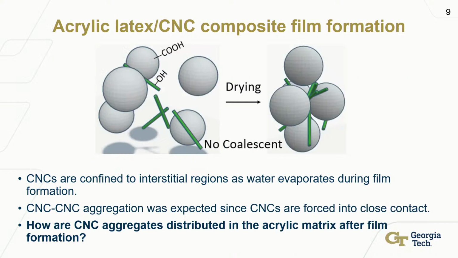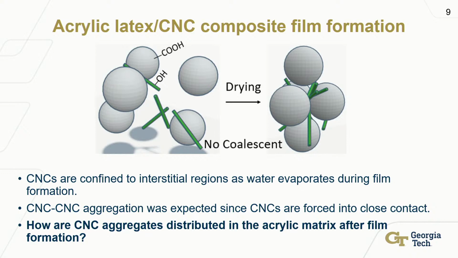So as I said, what we expected and indeed what we observed is that the CNCs, because it's cellulose, are covered with hydroxyl groups, and they also have sulfate ester groups on them and are negatively charged. So they remain in the water phase and do not enter the polymers while they're drying. But as the water dries and the solids concentration goes up, it forces the particles together, and then the rod-like nanoparticles are essentially forced together between the latex particles.